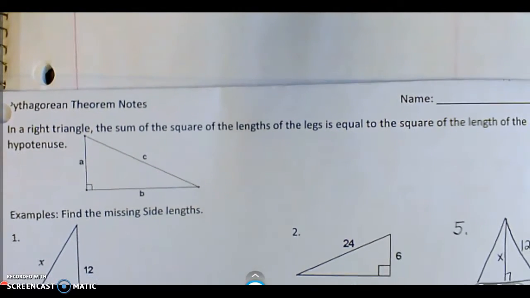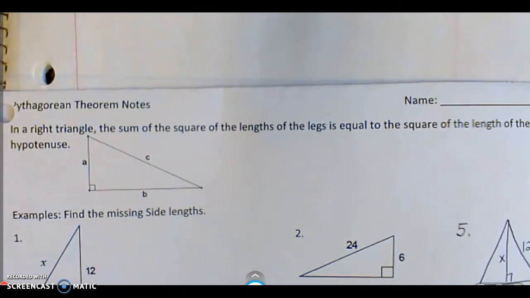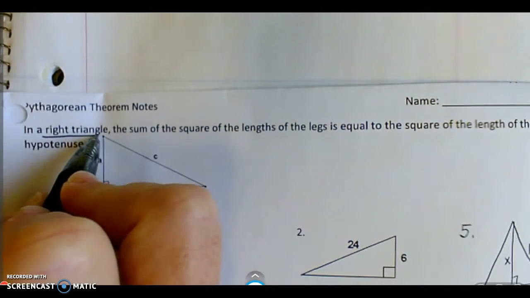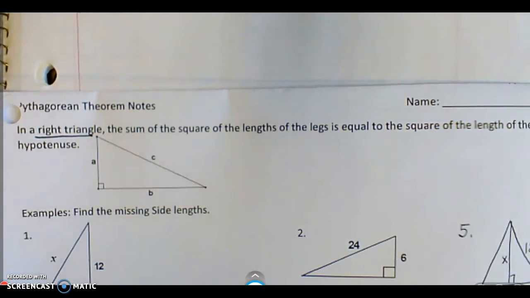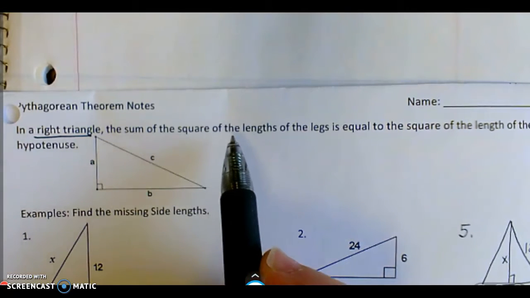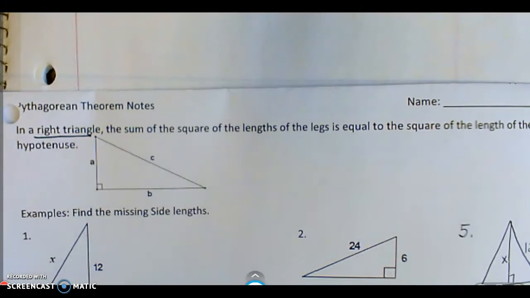What you should know about the Pythagorean theorem is that it only works if you have a right triangle. So, first of all, make sure you have a right triangle. If you don't have a right triangle, the Pythagorean theorem is not going to work. And then the rule says that the sum of the squares of the lengths of the legs is equal to the square of the length of the hypotenuse.